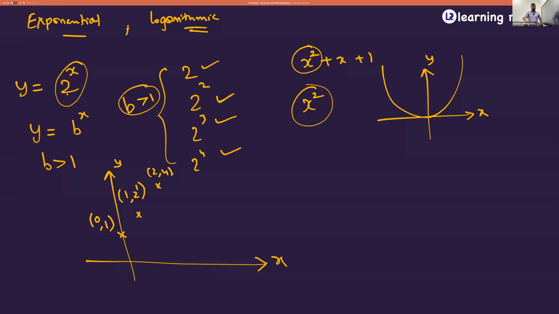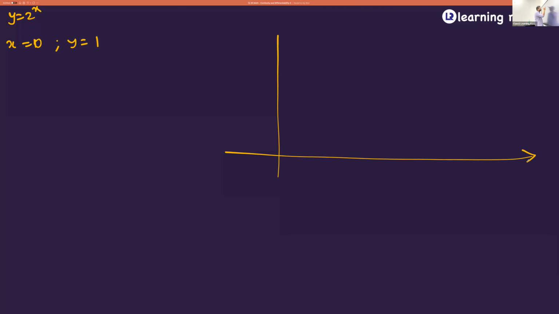Wait, I'll take a fresh slide and show it. So what I'm saying is y is equal to 2 power x. When I put x is equal to 0, I'm getting y as 1. Zero, 1. When I put x is equal to 1, you get y as 2. So 1, 2. When x is 2, I get 2 square. 3, I get 2 cube. So the value is exponentially increasing.